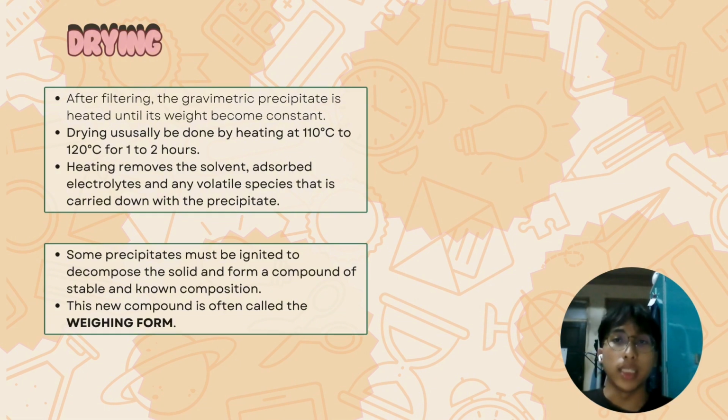So next is drying. After filtering, the gravimetric precipitate is heated until its weight becomes constant. Drying is usually done by heating at 110 Celsius to 120 Celsius for 1 to 2 hours. Heating removes the solvent, absorbed electrolytes, and any volatile species that are carried down with the precipitate. Some precipitates must be ignited to decompose the solid and form a compound of stable and known composition. This new compound is often called the weighing form.